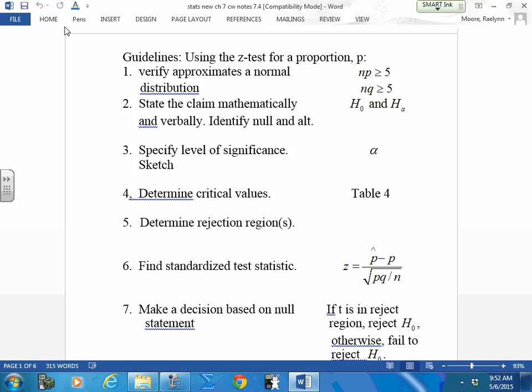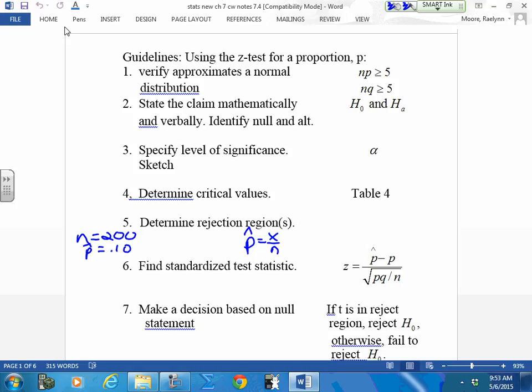The p-hat is from your sample, x over n. Now, sometimes your problem gives you your proportion for your sample. Sometimes it gives you an x and an n. So say, for instance, your sample is 200, and it says that your proportion is 0.10. Let's make it easy. 10%.